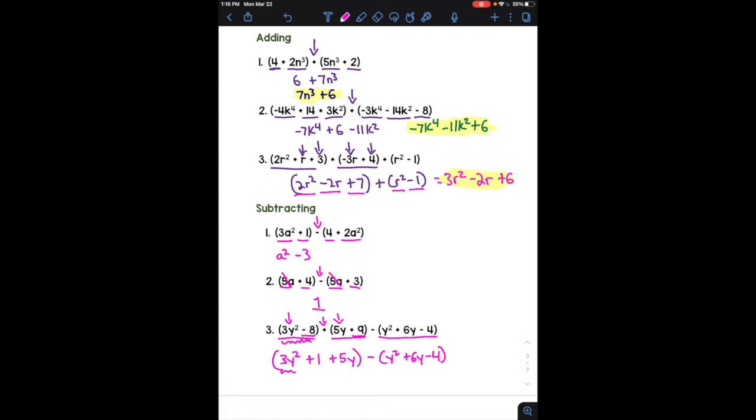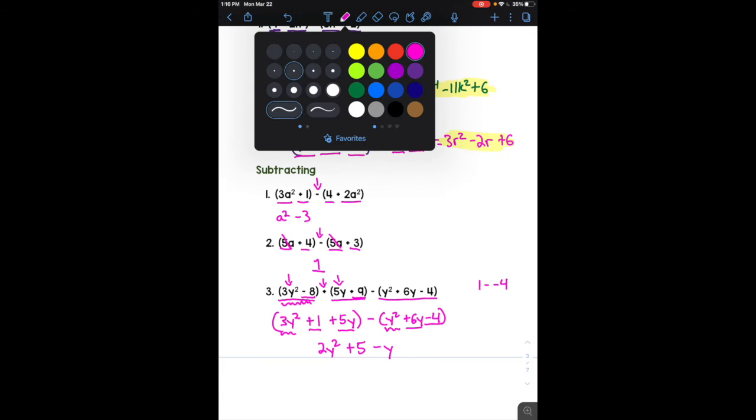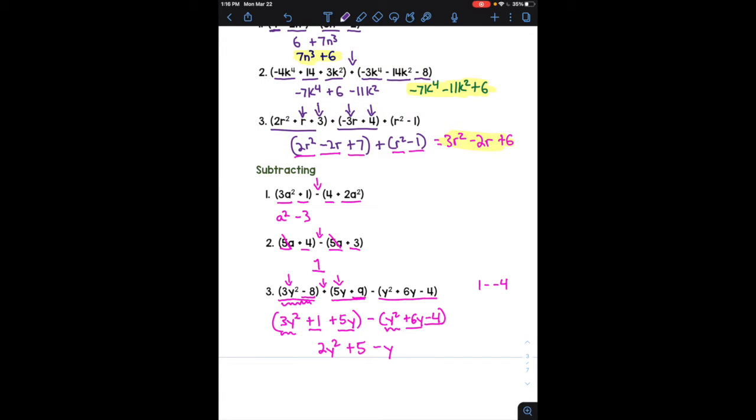3y squared minus 1y squared will give us 2y squared. 1 minus negative 4 will be adding, will give us 5. And 5y minus 6y will be negative 1y. Again, we should always practice writing our answer in standard form, where the exponents are from the greatest to the least. So we're going to just switch these two terms in our answer. So in standard form, the trinomial as our answer will be 2y squared minus y plus 5.